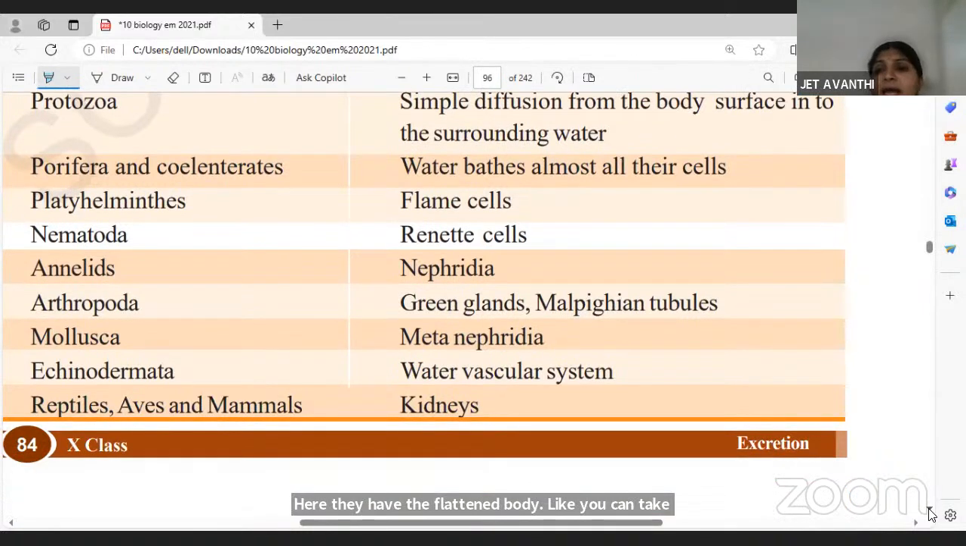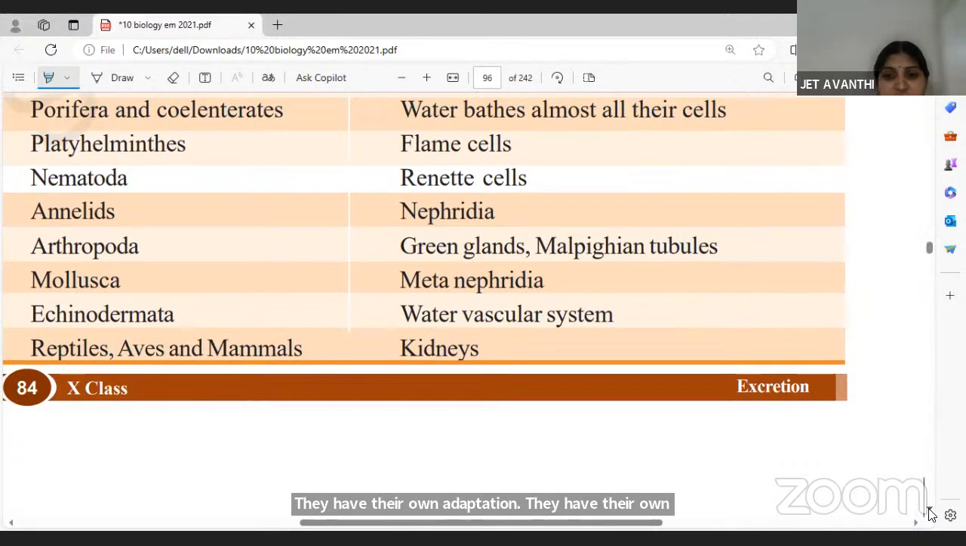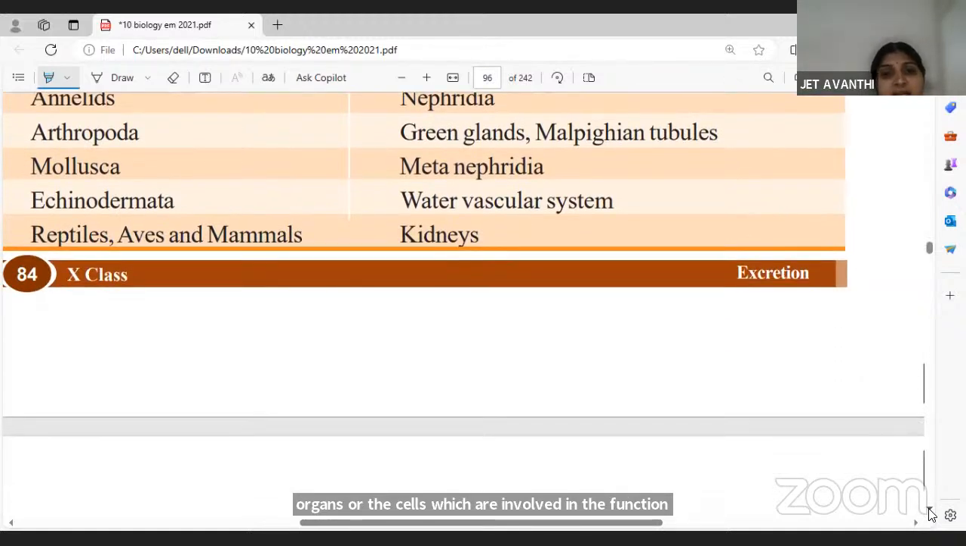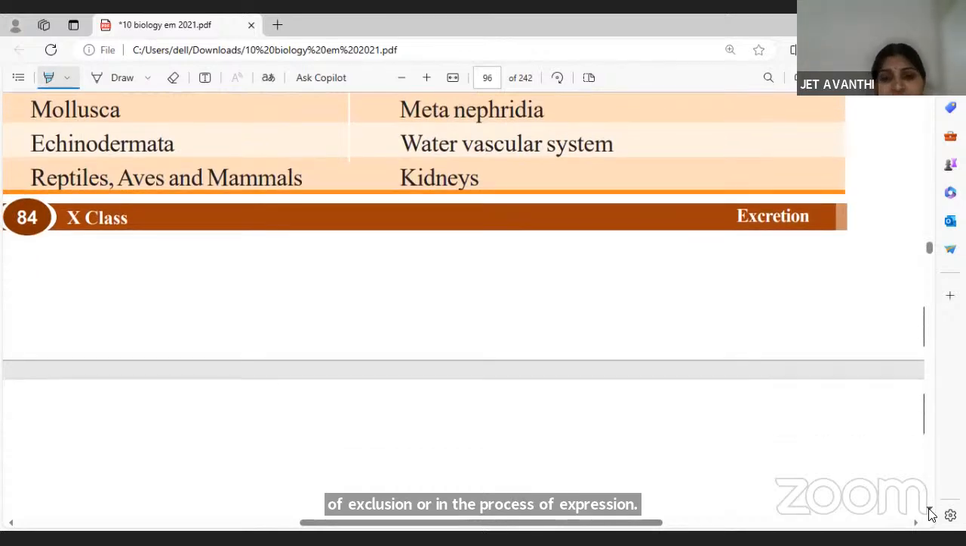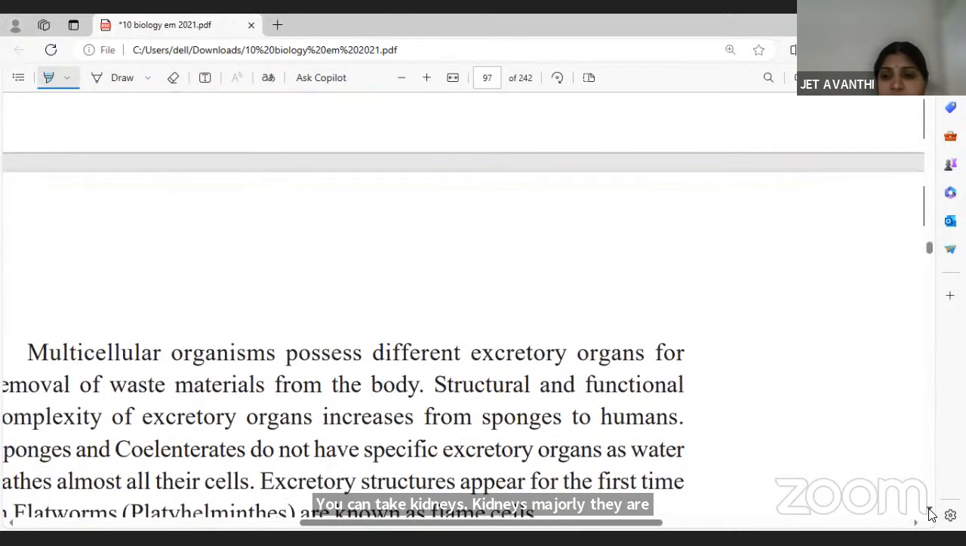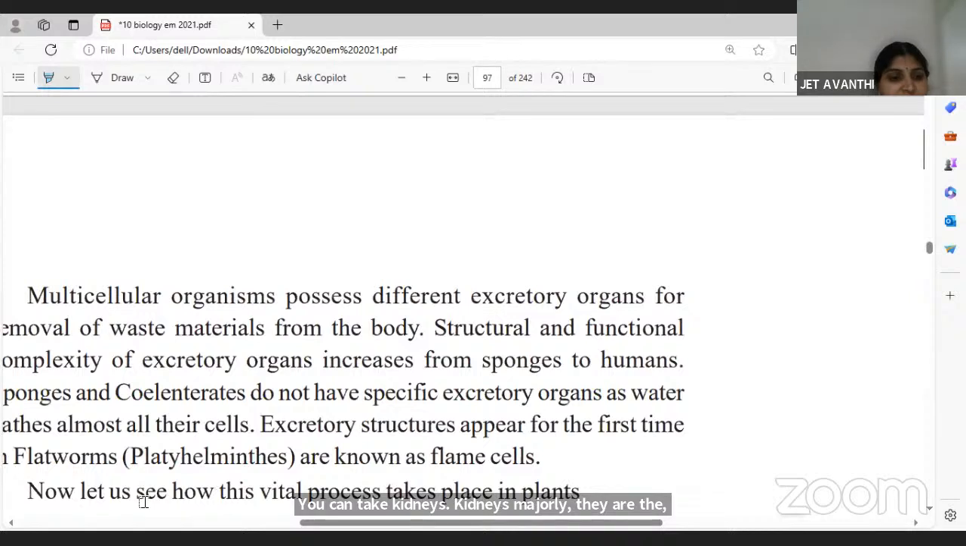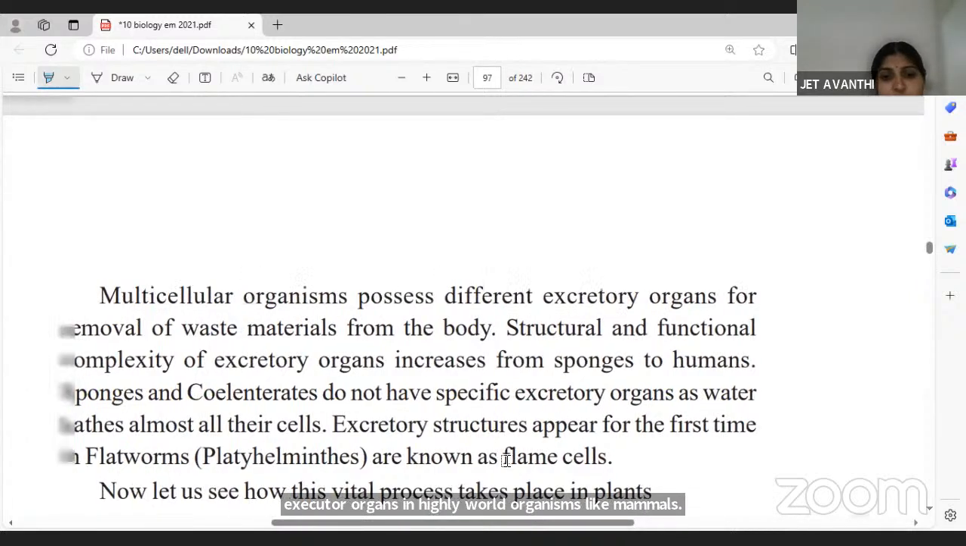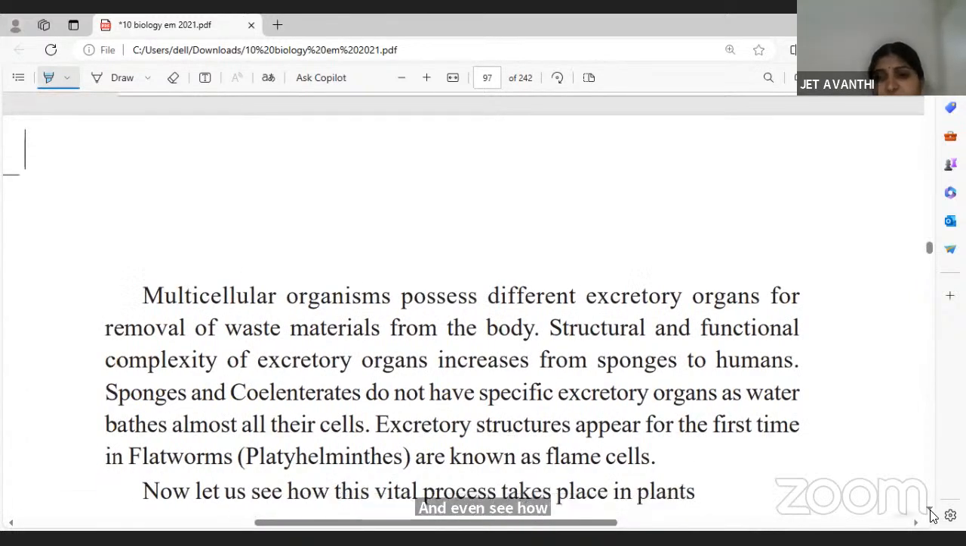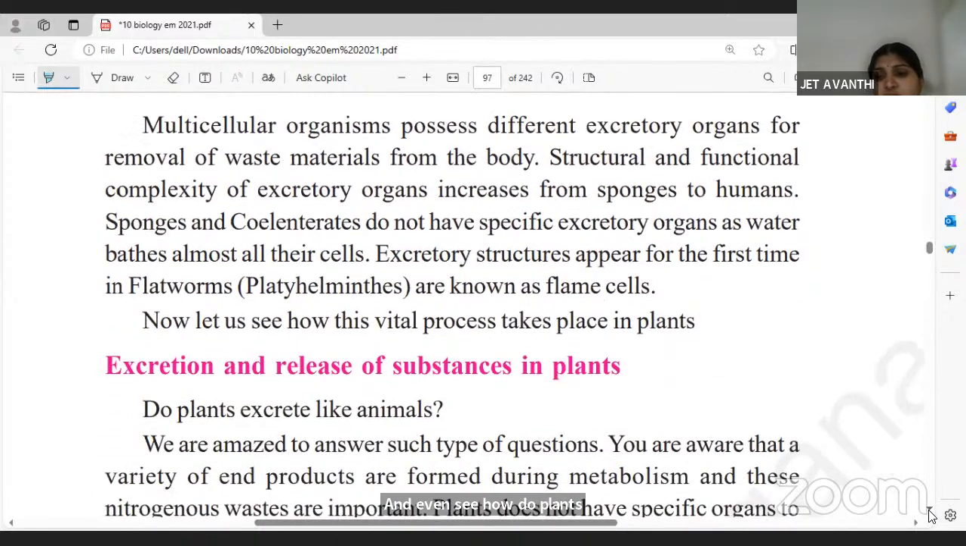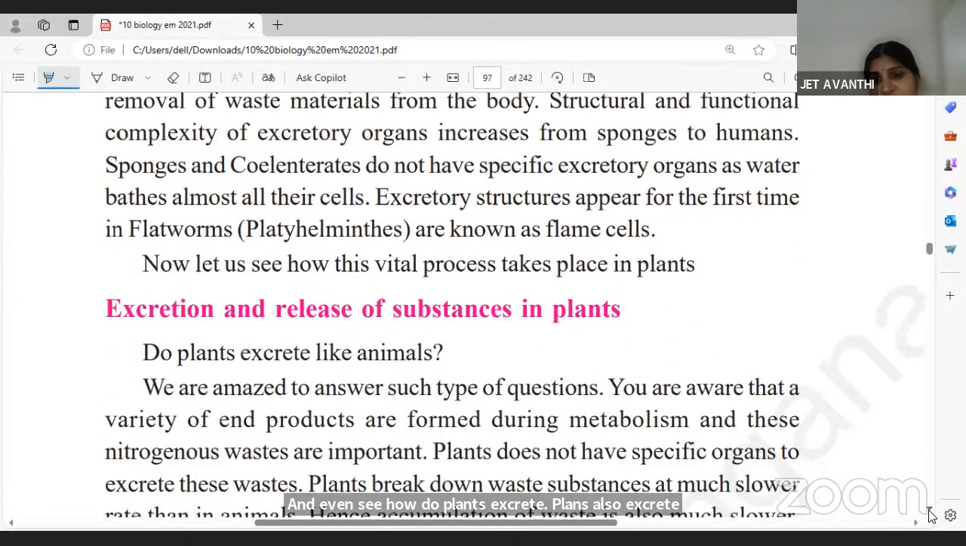They have their own adaptation. They have their own organs or cells which are involved in the process of excretion. You can take kidneys. Kidneys are majorly the excretory organs in highly evolved organisms like mammals. And even, see, how do plants excrete? Plants also excrete unwanted materials. Mostly, during the process of photosynthesis, children, oxygen is the byproduct.